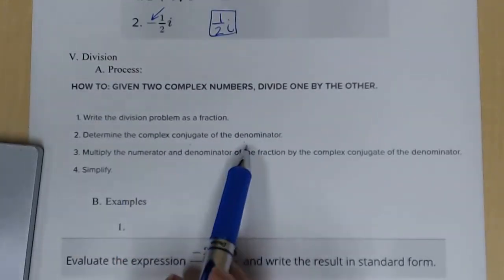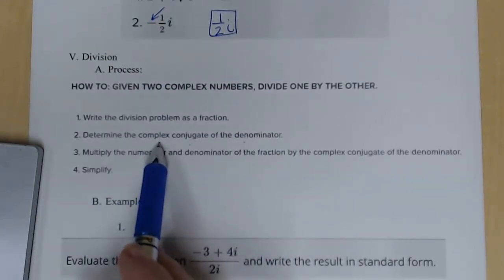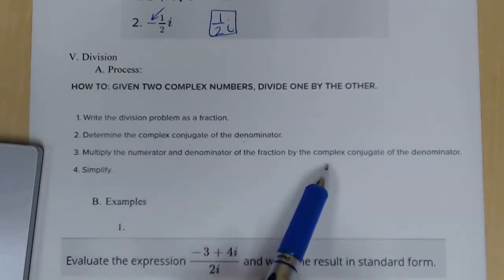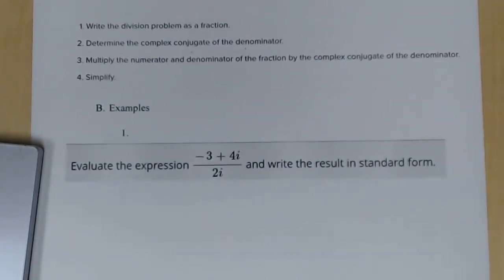Lots of good math words there. So the bottom number of our fraction, we're going to do our complex conjugate. Multiply the numerator and denominator of the fraction by the complex conjugate, and simplify. Better yet, let's look at an example.